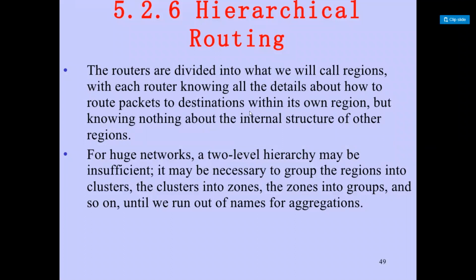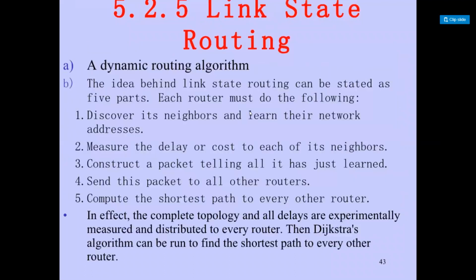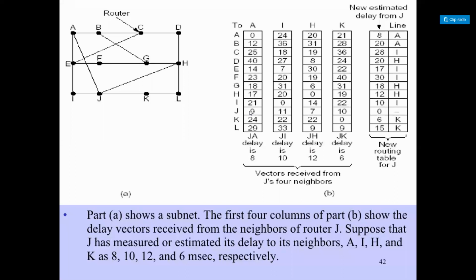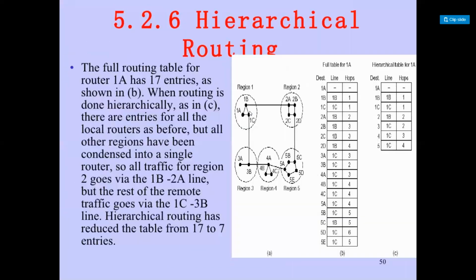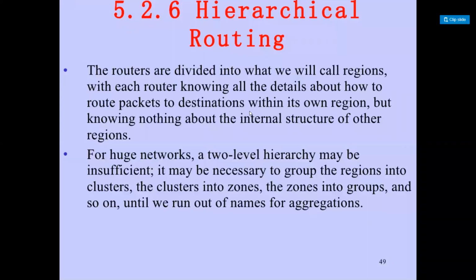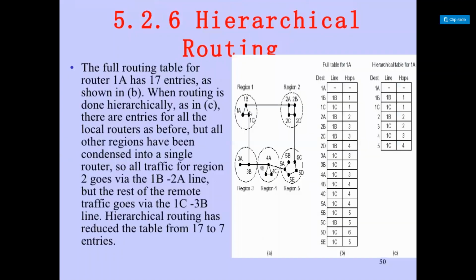In the previous example we have seen a small network, only 12 routers. In real time, we are having huge networks. And in such cases, a two-level hierarchy may be insufficient. It may be necessary to group the regions. I will show you in an example how.